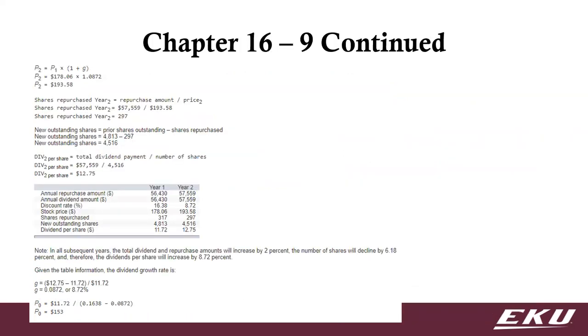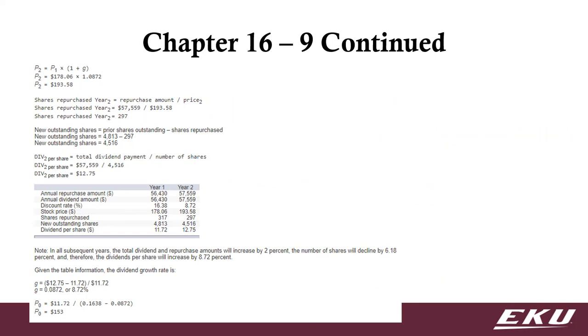And so the price at time 2 is 1, and it's going to grow at that new rate, right? And that gives us the price at time 2. And then we're going to repurchase based on that price for the amount that we didn't pay in dividends. That tells us how many shares. So the number of shares will now step down again. And then we'll take the total dividend payment divided by our new number of shares, and then we'll get the dividend per share, which is higher still, right?